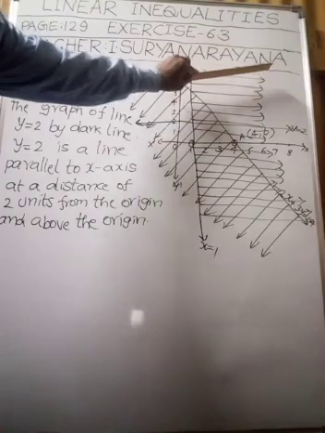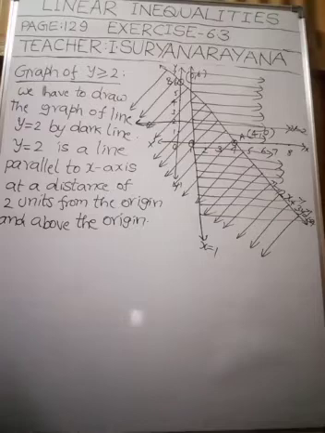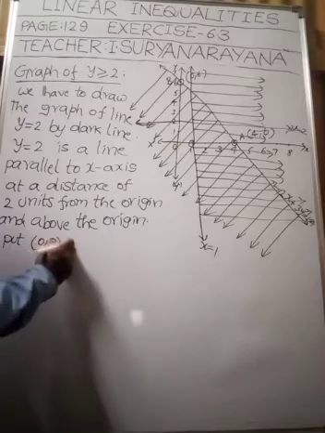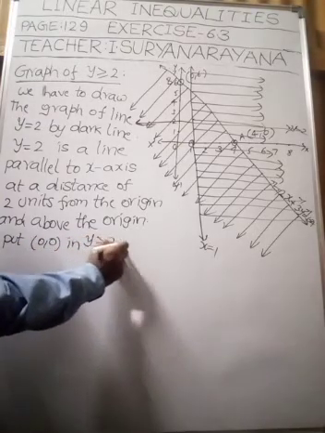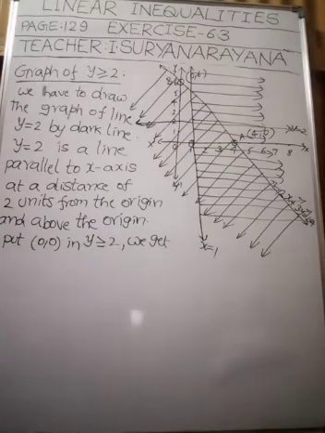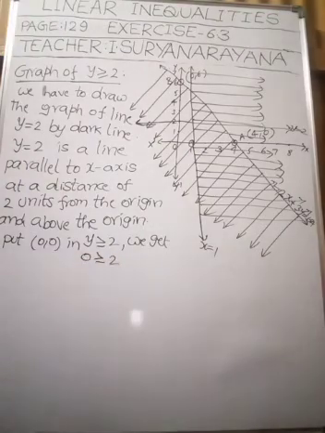Above the line is the first half plane, let us assume that in your mind, and below the line is the second half plane. Now we have to ask ourselves, which half plane should be shaded. Then there is a technique. What is the technique? We have to put 0, 0 in the given inequality. What will you get here? 0 greater than or equal to 2.